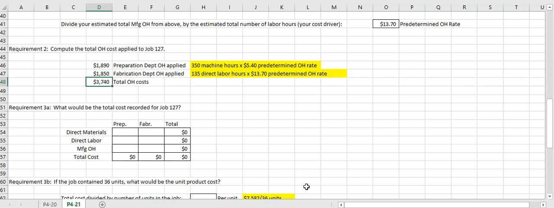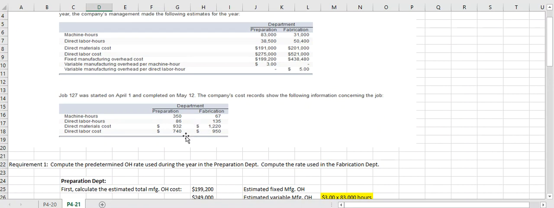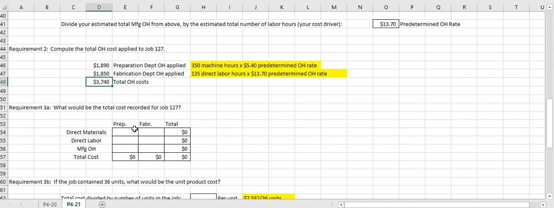Requirement 3A says, what would the total cost be for job 127? So for total cost for job 127, we have direct labor, direct materials, and manufacturing overhead, those three categories, and we'll have each of those three categories in the preparation department and in the fabrication department. So if we scroll back up here, we've got some direct material costs for each category, preparation and fabrication, and some direct labor costs in each of those. So we're going to take these bottom two for preparation and the bottom two for fabrication, and we're just going to carry those down to the little chart that I've built.